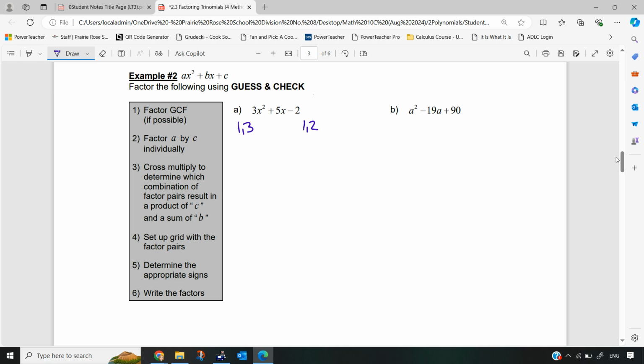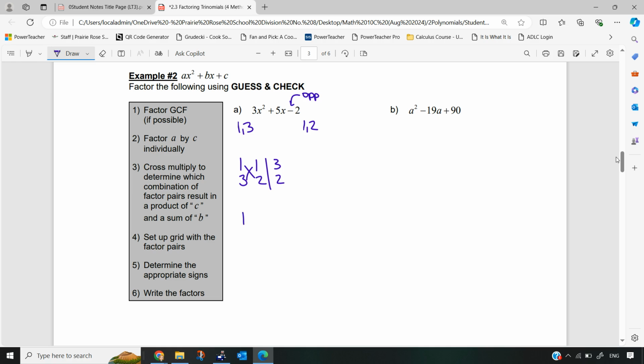So let's try one out here. If I have 1 and 3 and 1 and 2 and I find their cross products, 1 times 2 is 2 and 3 times 1 is 3. Well, this looks promising because 3 plus 2 is 5. However, my product is negative, so that means I need to have opposite signs. So this will not work.